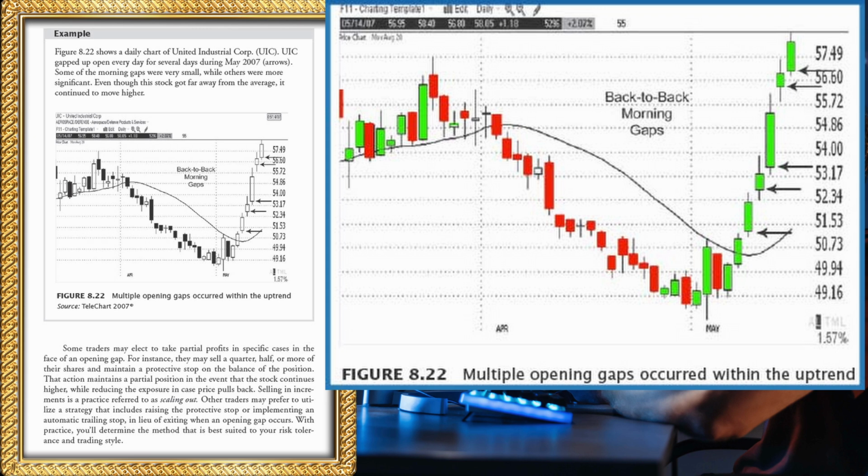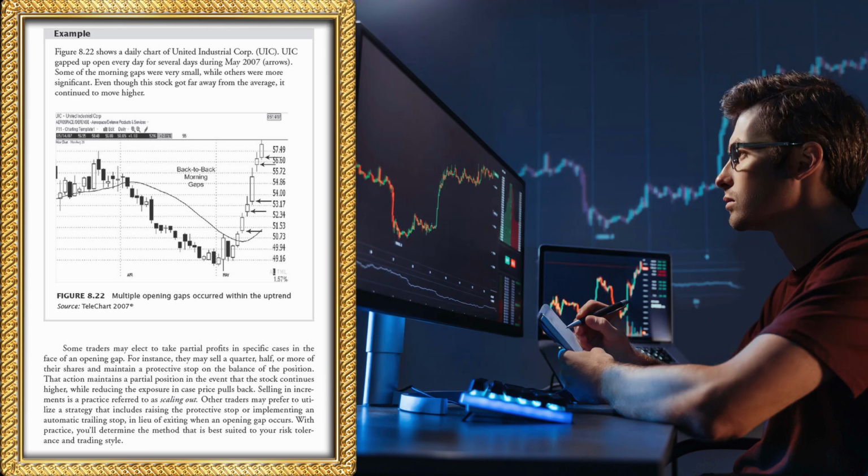Some traders may elect to take partial profits in specific cases in the face of an opening gap. For instance, they may sell a quarter, half, or more of their shares and maintain a protective stop on the balance of the position. That action maintains a partial position in the event that the stock continues higher, while reducing the exposure in case price pulls back. Selling in increments is a practice referred to as scaling out. Other traders may prefer to utilize a strategy that includes raising the protective stop or implementing an automatic trailing stop in lieu of exiting when an opening gap occurs. With practice, you'll determine the method that is best suited to your risk tolerance and trading style.